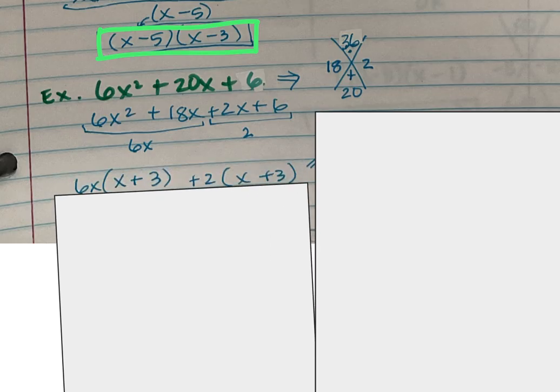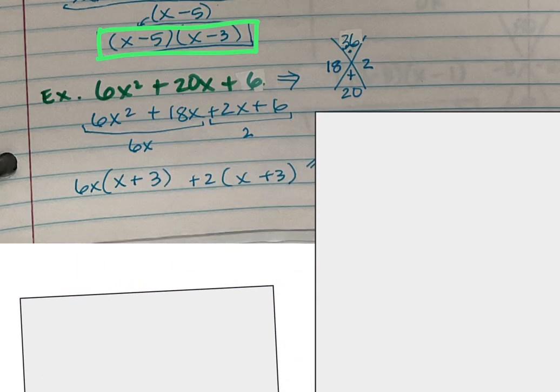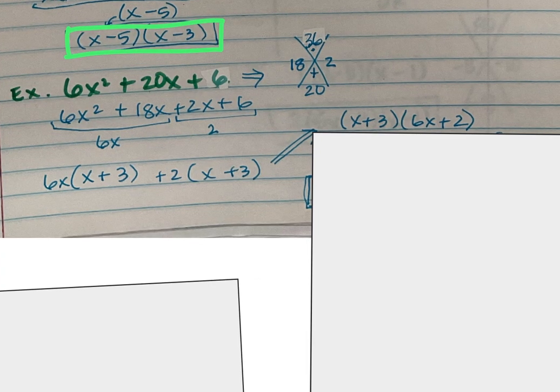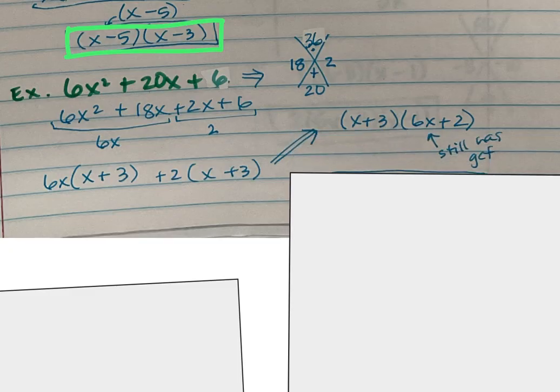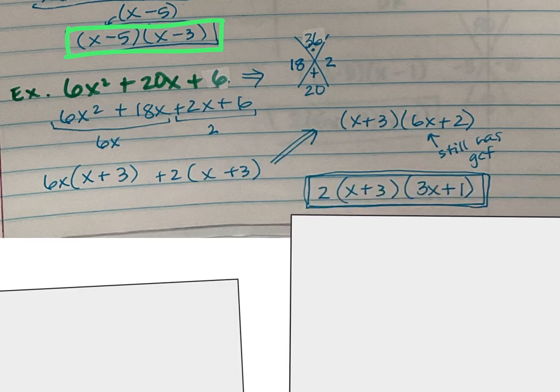All right, so I took out a 6x, I took out a 2. I'm going to get to this point over here where I have 3x plus 3 and 6x plus 2. Now, one thing that you all need to remember is we have to do a check to make sure that everything is simplified. And in this instance, not all of the terms are simplified. That second factor, 6x plus 2, has something in common. It has a 2. So it still has a GCF, right?